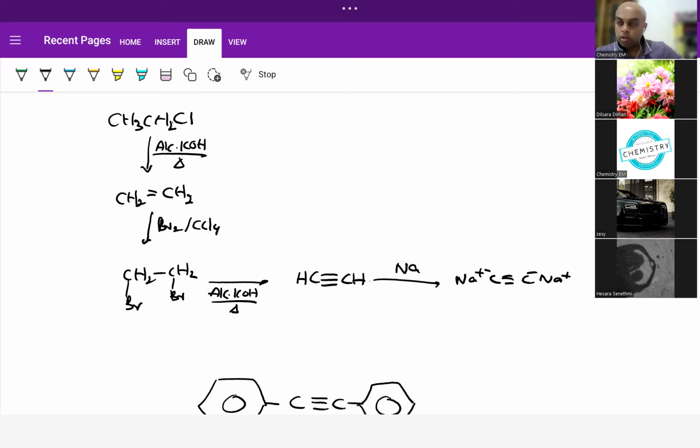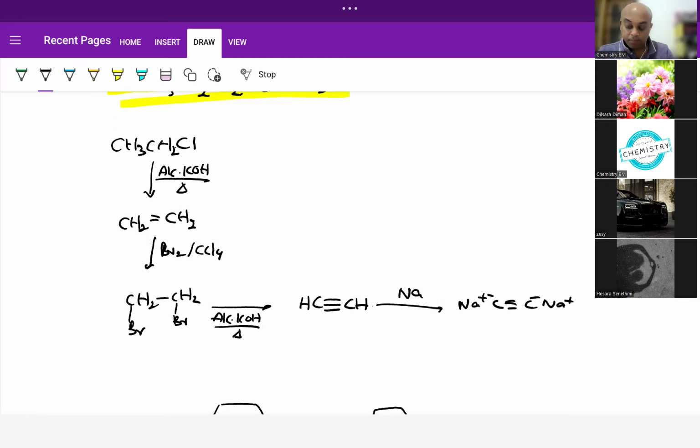It's not a covalent bond, it's an ionic bond. So you have to mention it as Na plus C minus and C minus Na plus, because sodium is not creating any covalent bonds, it is creating ionic bonds. Therefore, this has to be shown as an ionic compound. So it has to be mentioned like that.